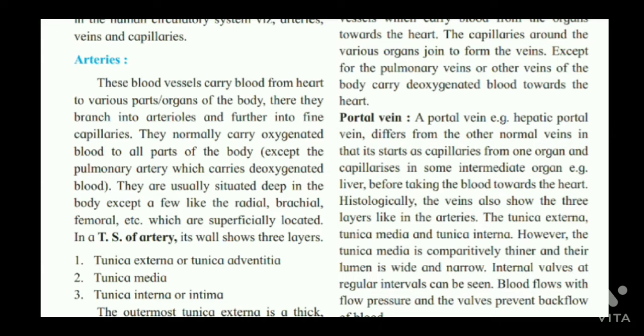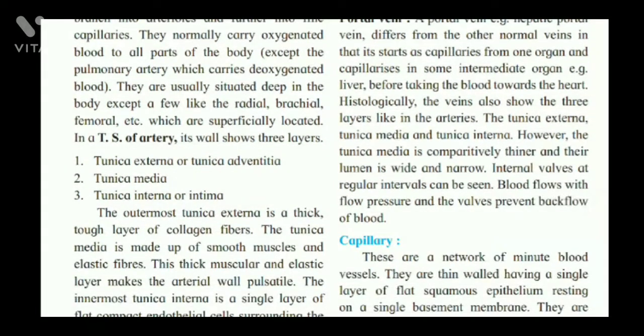They are usually situated deep in the body except a few like the radial, brachial, and femoral, which are superficially located. In a TS of artery, its walls show 3 layers: tunica externa, tunica media and tunica interna.